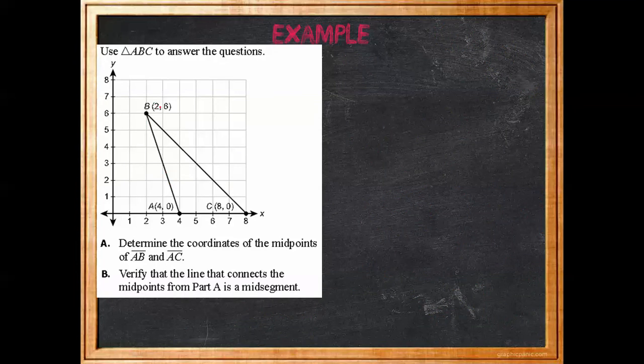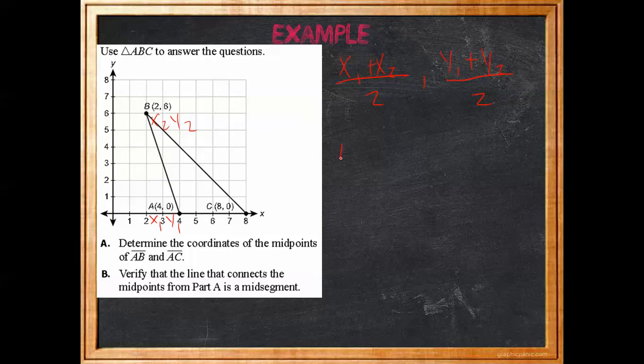On this one, we're going to use triangle ABC to answer these questions. We want to determine the coordinates of the midpoints of AB and AC. So this line right here and this line right here. So remember, midpoint is x1 plus x2 divided by 2, then y1 plus y2 divided by 2. So we're going to do AB first. So we're going to say x1, y1, x2, y2.